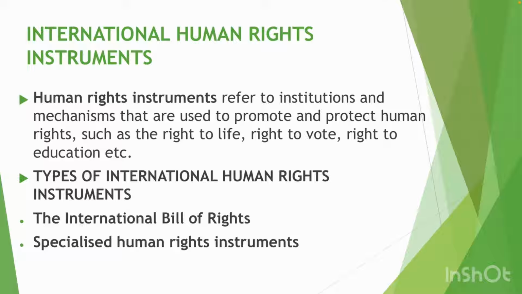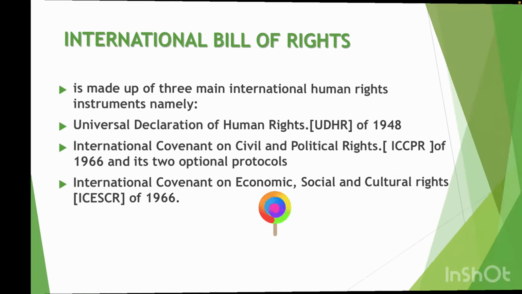So we have types of International Human Rights Instruments, because we have said these are just institutions or mechanisms that are used to promote and protect human rights. Those are human rights instruments. Now let us talk about the types of these International Human Rights Instruments. Number one, we have the International Bill of Rights. It is a mechanism that is used to promote and protect human rights. Then secondly, we have specialized human rights instruments. So in this video, like I said, we're just going to talk about the International Bill of Rights.